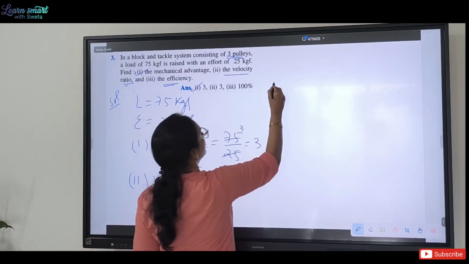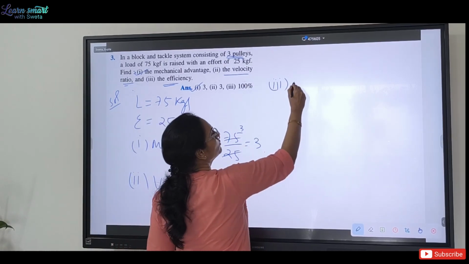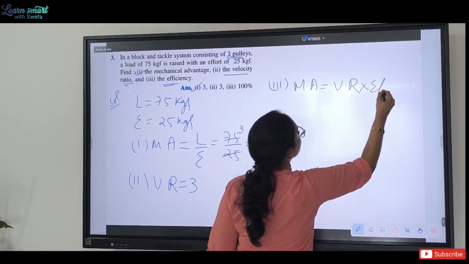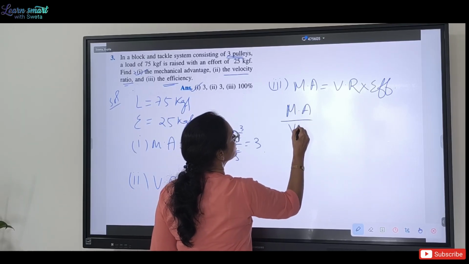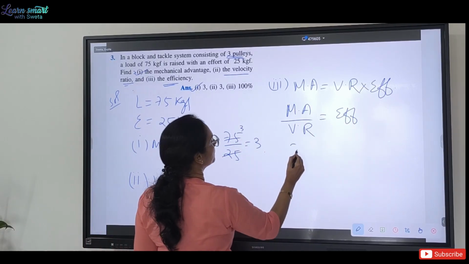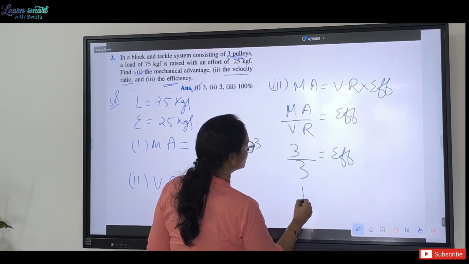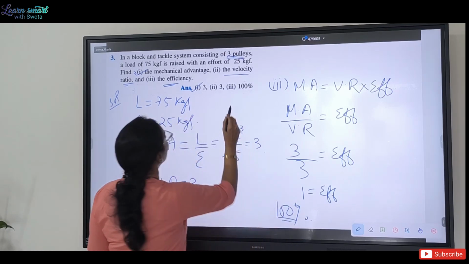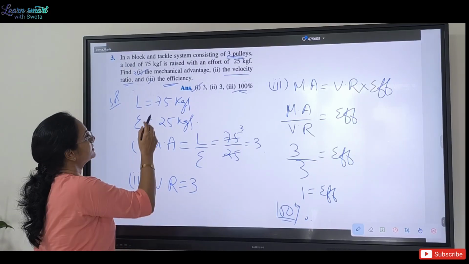Next is efficiency. How to calculate efficiency? There's a formula which we have to remember. We have used it in the previous question also. Mechanical advantage is equal to velocity ratio into efficiency, and you have to calculate efficiency. So we will do mechanical advantage upon velocity ratio, and we will get efficiency. So mechanical advantage is 3 and velocity ratio is also 3. So we get the efficiency as 1, which means 100%. So the efficiency of this block and tackle system is 100%.